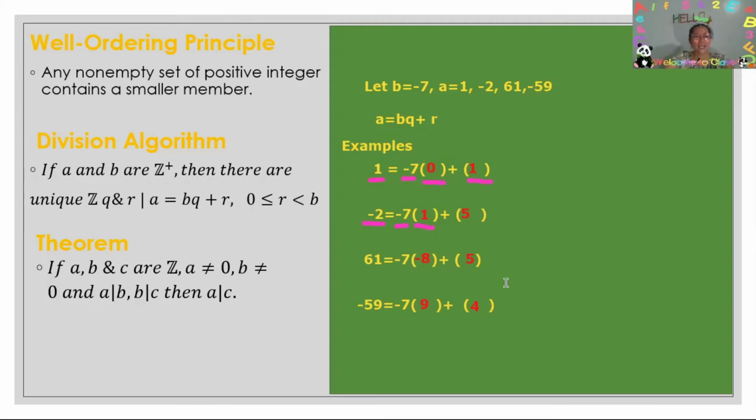Now, let's have the theorem. If A, B, and C are integers, A is not equal to 0, B is not equal to 0, and A divides B, B divides C, then A divides C. So let me show you how these things happen.